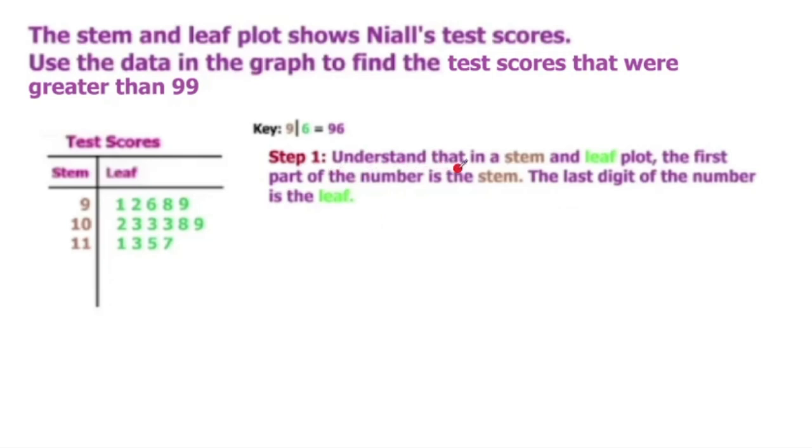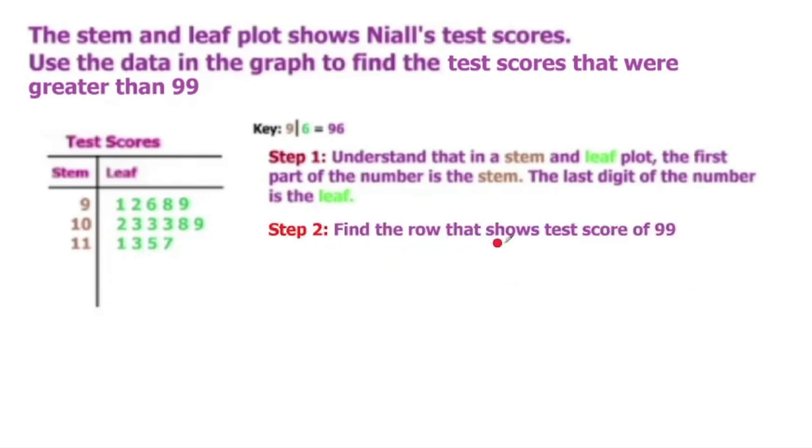So understand that in a stem and leaf plot, the first part of the number is the stem and the last digit of the number is the leaf. So the last digit is the leaf. So all these numbers here are the last digits of the test scores.